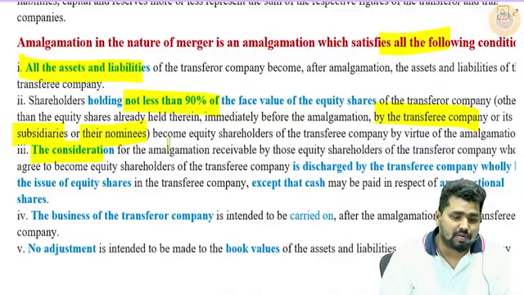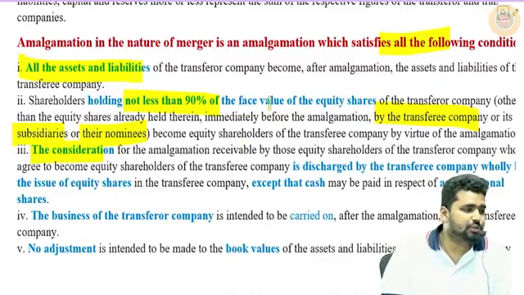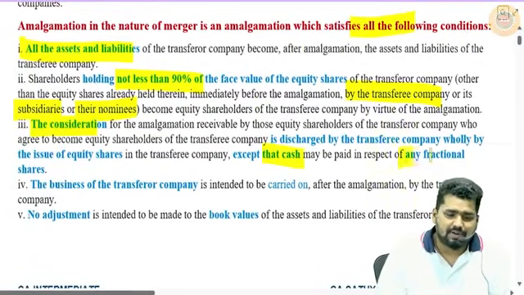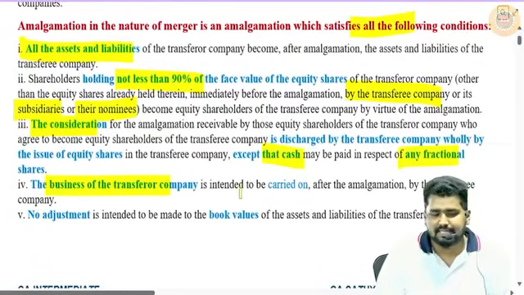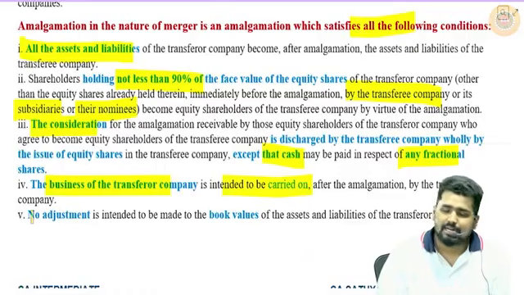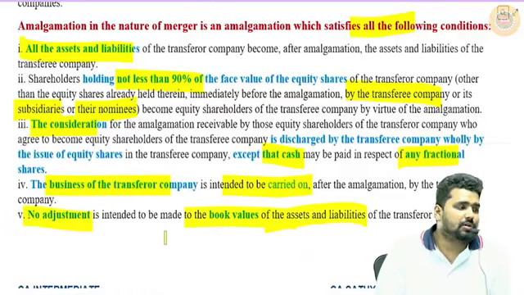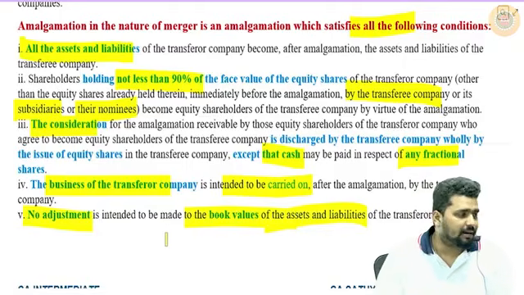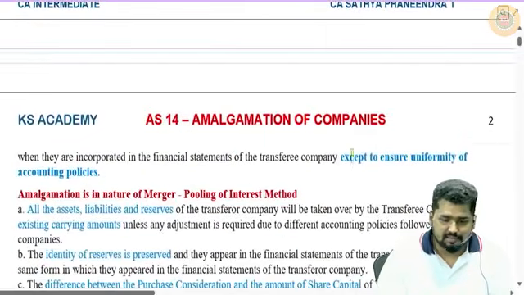The consideration for the people who have agreed to become shareholders of the transferee company, the purchasing company, should be settled only through equity shares, except that cash can be given for fractional shares. The business of the selling company is intended to be carried on by the purchasing or transferee company. No adjustment should be made to the book values of assets and liabilities in the books of the purchasing company when the assets and liabilities of the selling company are incorporated. But you can change to ensure uniform accounting policy.